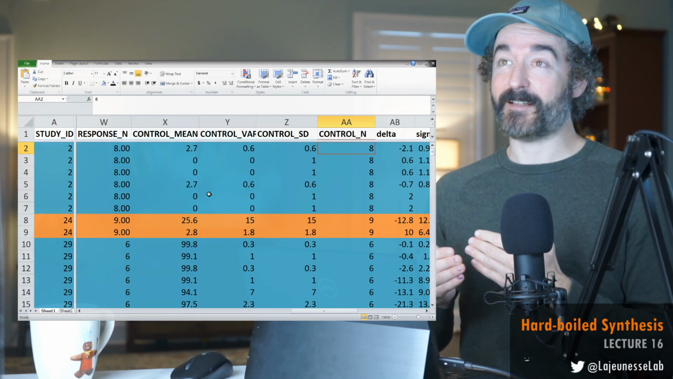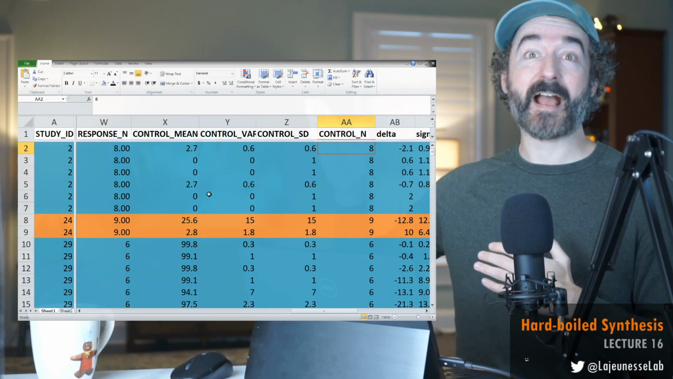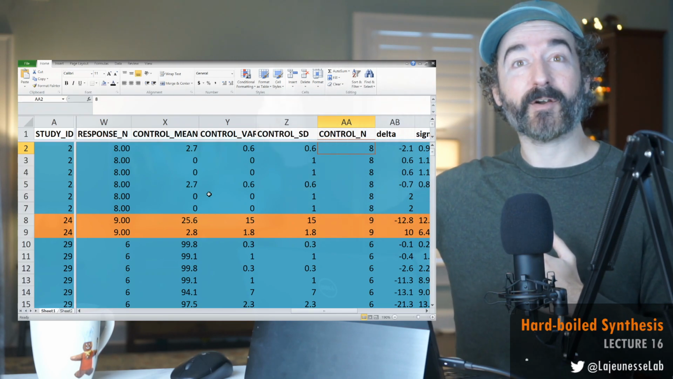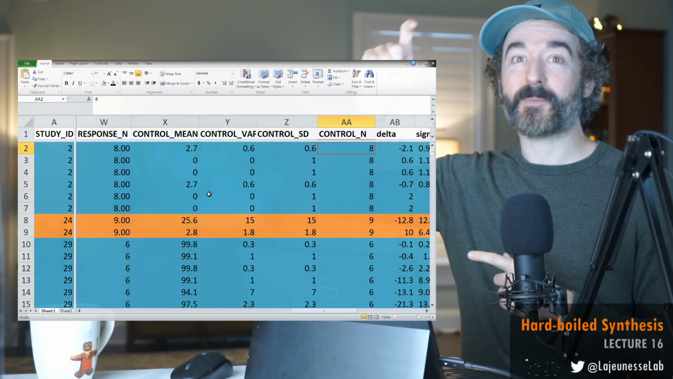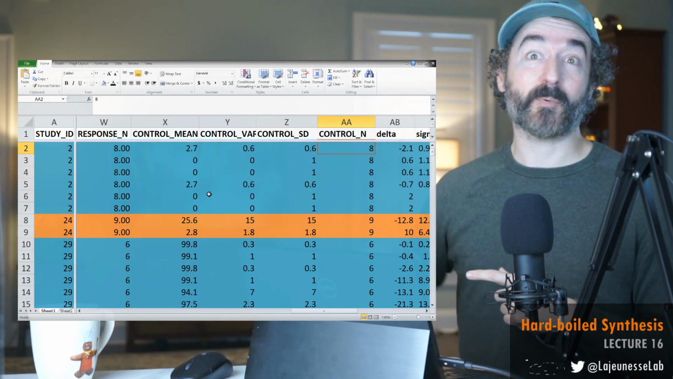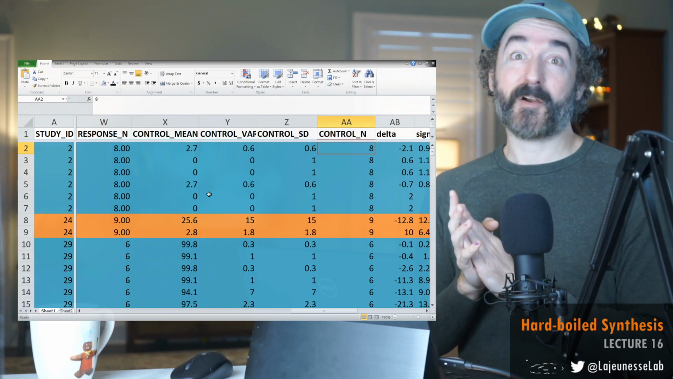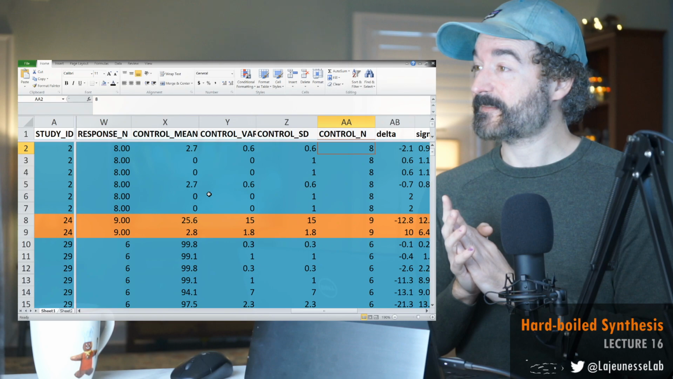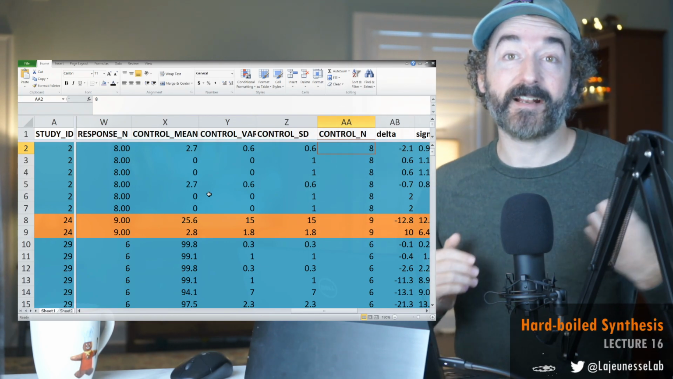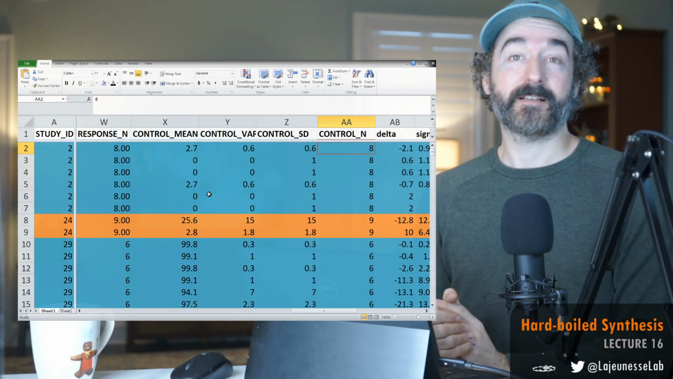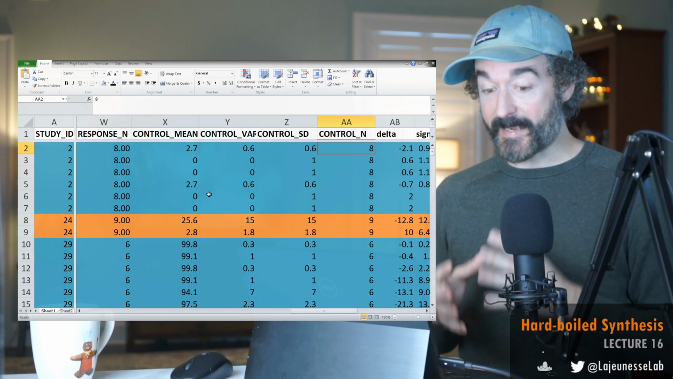And the usual suspect was a figure, like a bar graph, and then no error bars with that graph. No error bars around whatever measure is being reported in the bar graph. And unless you had access to the raw data, there's no way you could recover those data.